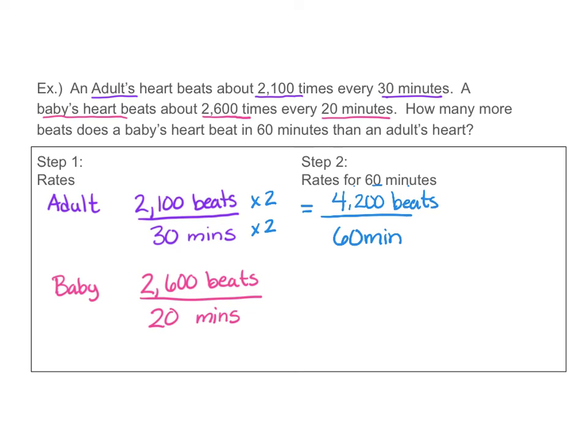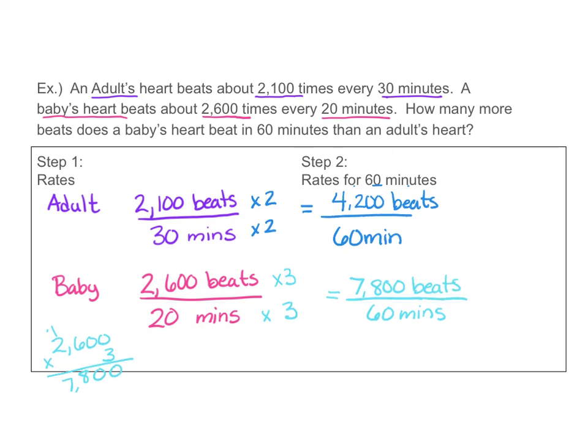And for this last one here, I have to get to 60 minutes also. To get to 60 minutes on the bottom here for the baby, I would have to multiply the 20 times 3, and that would give me 60. So I'd multiply the top and the bottom by 3. What is 2,600 times 3? Well, 0, 0, 6 times 3 is 18. 2 times 3 is 6, plus 1 more is 7. So I have 7,800 beats in 60 minutes.